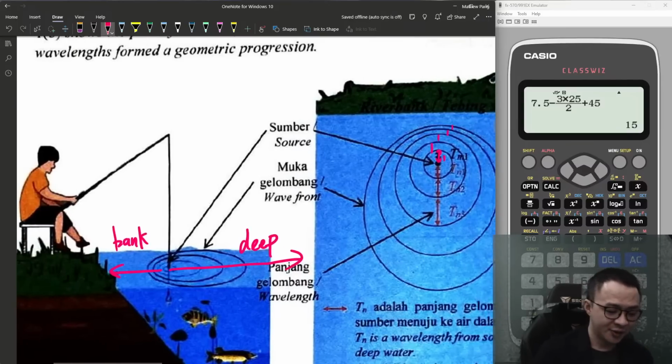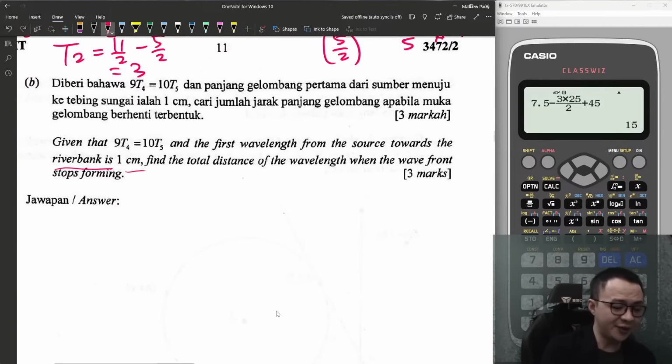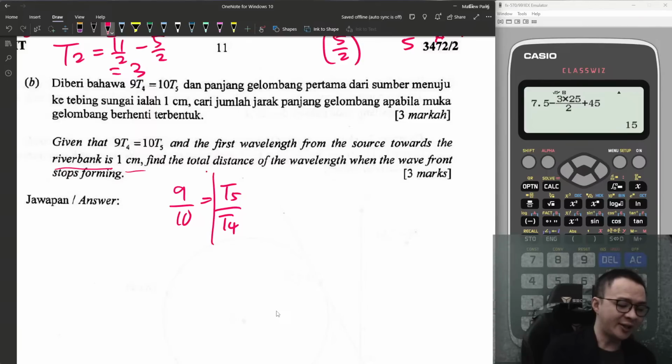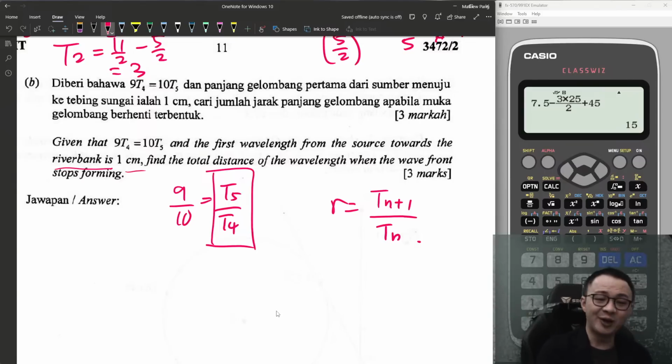Okay, so this is why they give you this equation, because you can make it into 9 over 10 equals T5 over T4, right? But why is T5 over T4 important? If you learned about common ratio, you should know this is Tn plus 1 over Tn, right? So when it's T5 over T4, this is basically r. So your r is basically 0.9 or 9 over 10.